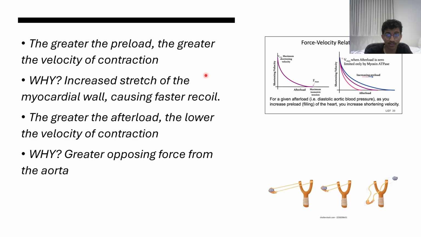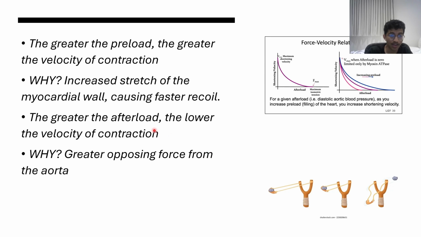Now we're going to explain the relationship between velocity of contraction and preload and afterload. The greater the preload, the greater the EDV, the greater the velocity of contraction. Why is that? Because we have an increased stretch of the myocardial wall. This will cause faster recoil. Again, we go back to the same analogy. If we have greater stretch, we'll have faster ejection. You can see here, if you stretch it more, it will move faster.